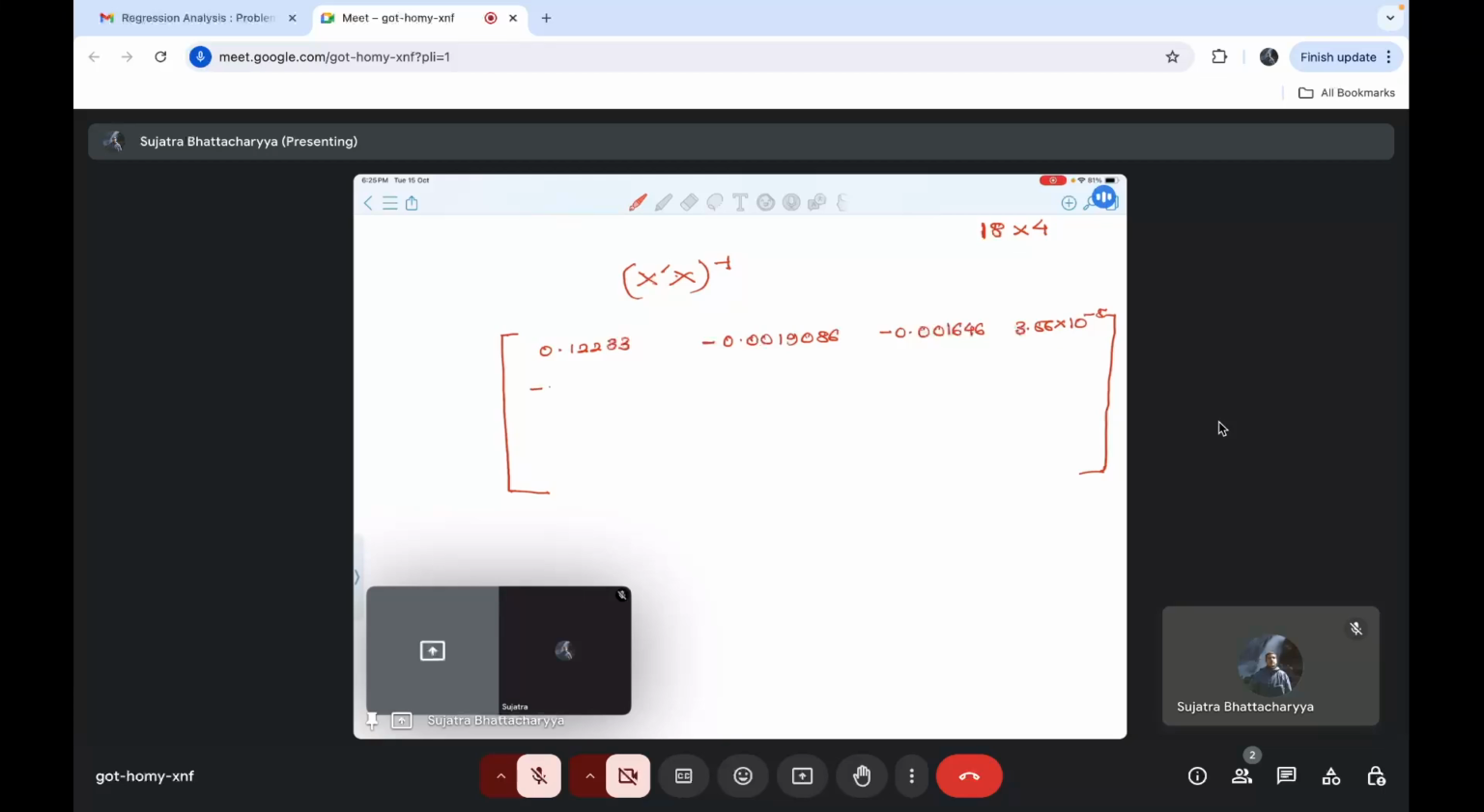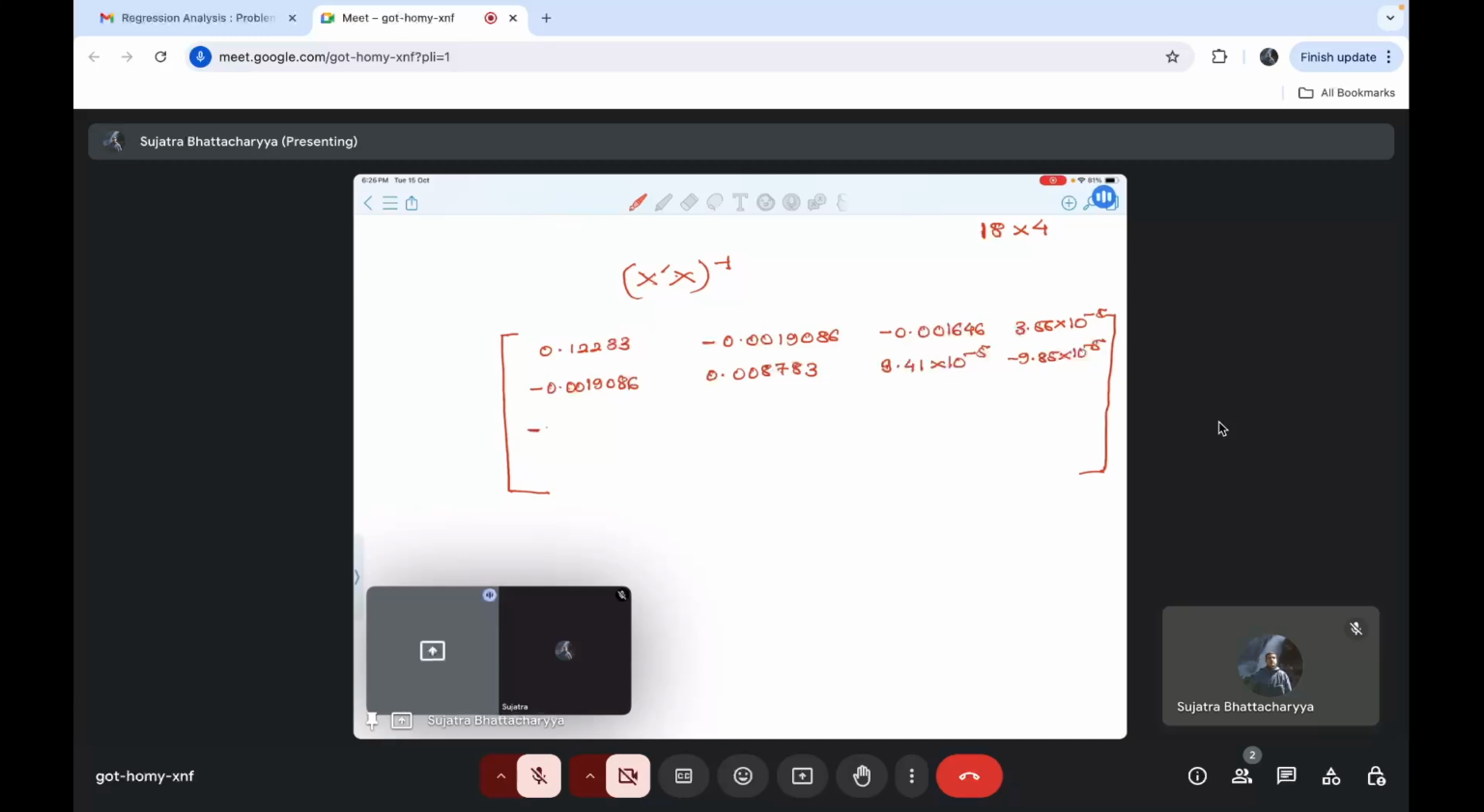Fine. Next is 0.001906. It's a symmetric matrix, that's why it is repeating. This will be changed, 8783, because it's a diagonal element. Next is 9.41 into 10 to the power minus 5. And finally minus 9.85 into 10 to the power minus 5. Fine. The third one is 86, you can write.